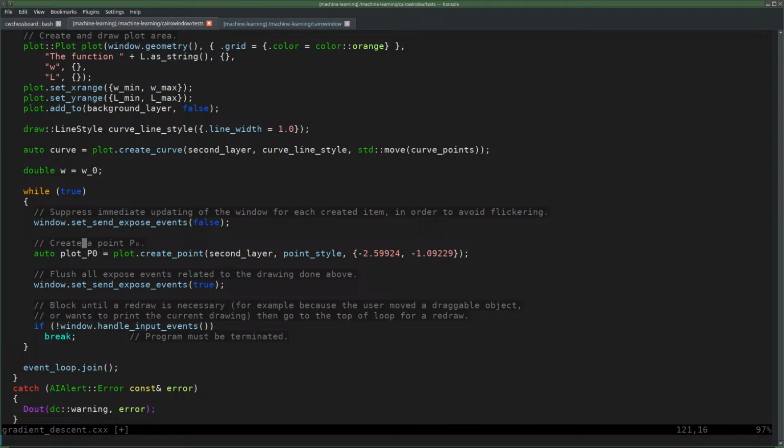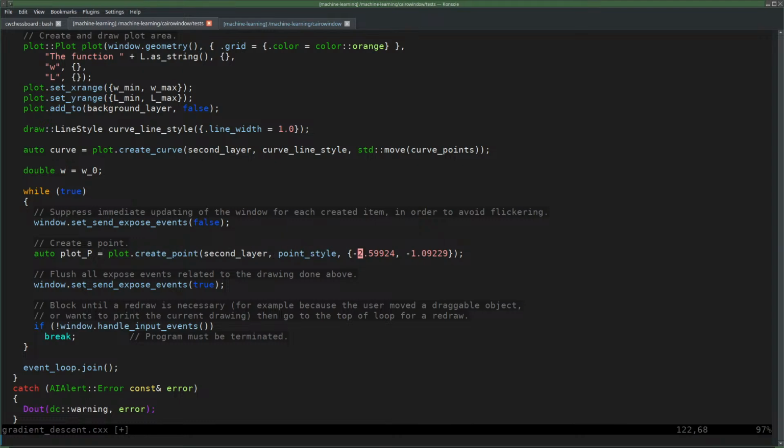Create a point. I don't know what point. Well, it's actually W. Nah, it's not W. It's like the initial. Like, I don't know. How should we call this point? P. Point P. Create a point.